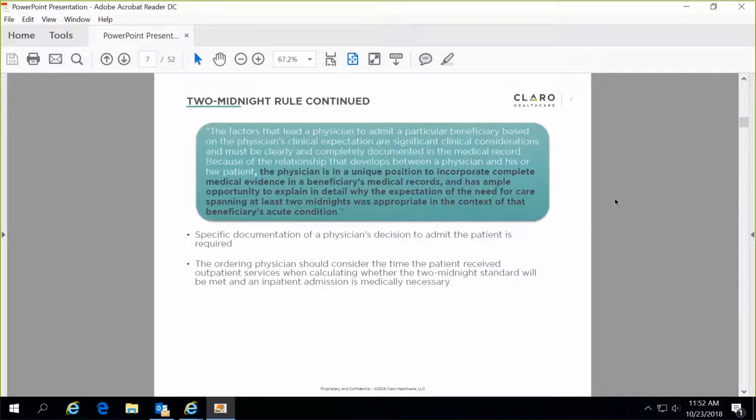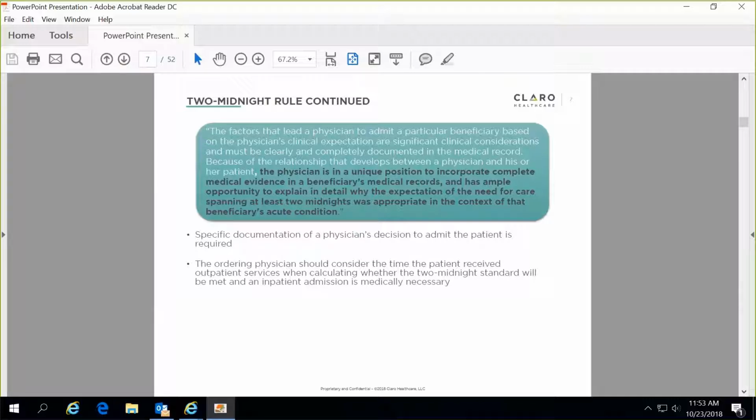So the physician is in a unique position to incorporate all of that evidence in the medical record to detail why that patient will span 2 midnights, their expectation that they will span 2 midnights, and the medical decisions, their history, et cetera. So we definitely need all of that in the medical record. It's not just a 2 midnight rule that we're going under. It's medical necessity, too. It's a medically necessary stay.